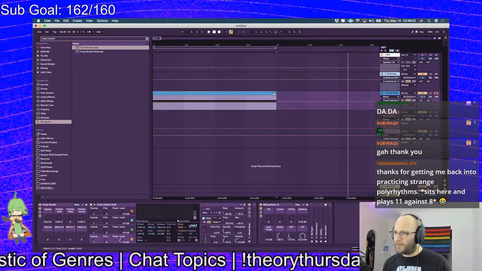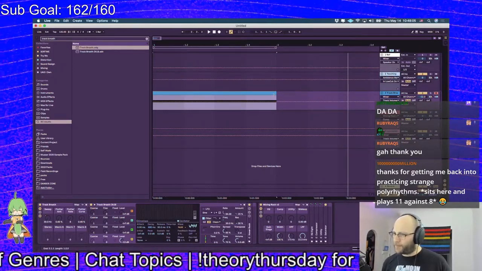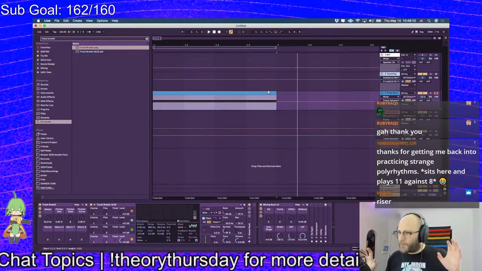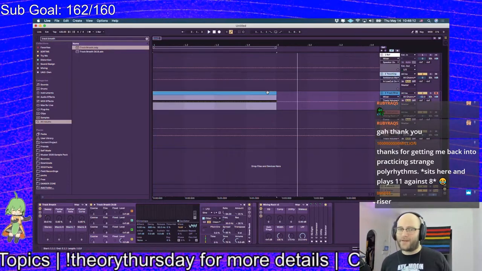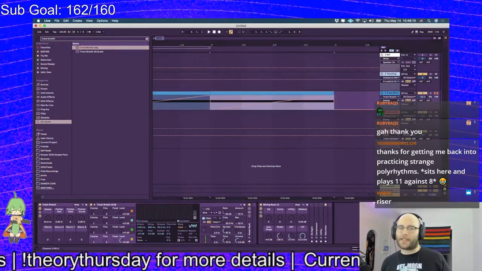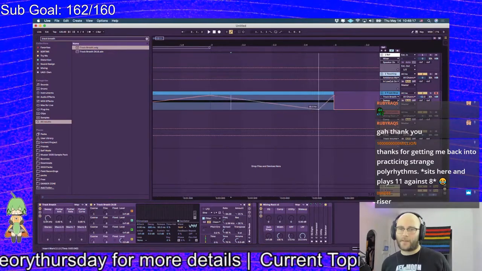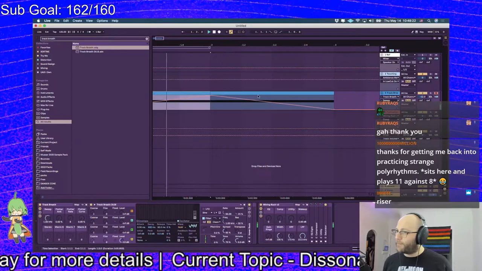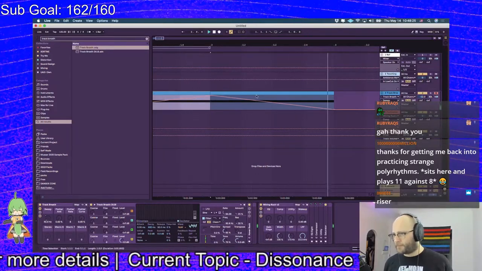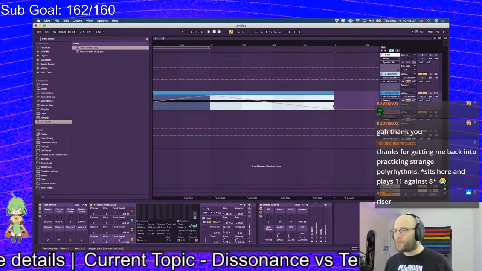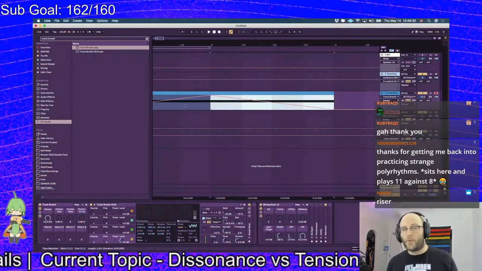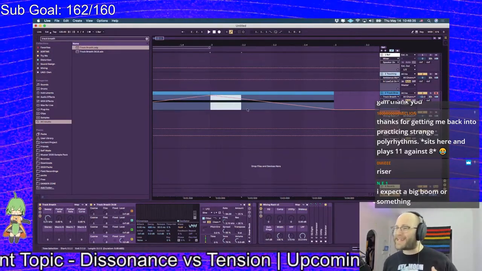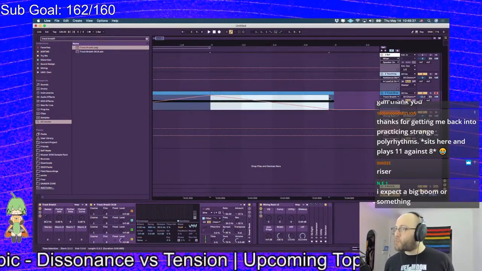Ooh, there's a lot of tension built up right there, right? There's something we want. Yeah, it's a riser. Risers are a great example of building and decreasing tension. But compare what we just heard with this. That tension has been dissolved. We accumulated a lot of energy, and then we dissipate that energy in some way.